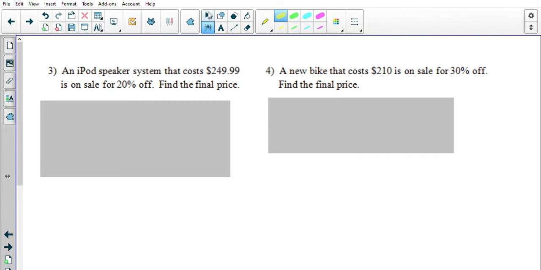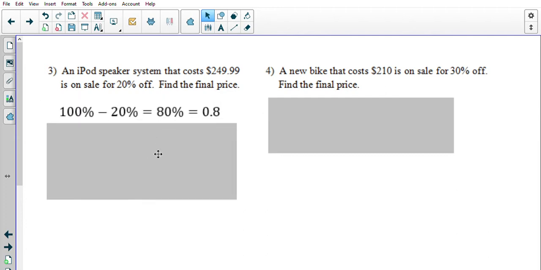All right, let's go ahead and take a look at number 3. An iPod speaker system that costs $249.99 is on sale for 20% off. Find the final price. I'm only going to show method 2 here just to keep things short and sweet. Feel free to try method 1 if you prefer and use that. I do have some students who do prefer method 1.